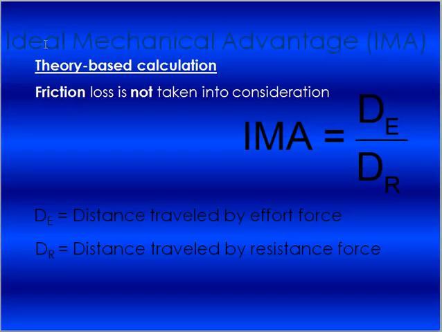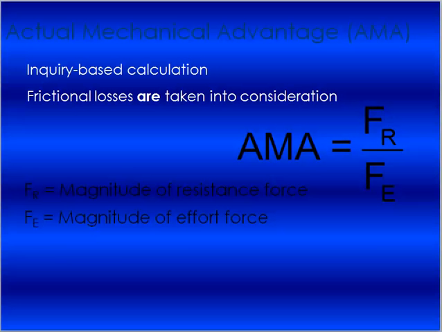Of course, when we have our ideal mechanical advantage, we're going to be using distance. It's a theory-based calculation. And when we're doing our actual mechanical advantage, we're going to be using force, and it's an inquiry, meaning it's been tested. We actually have results to prove it, and it deals with forces.